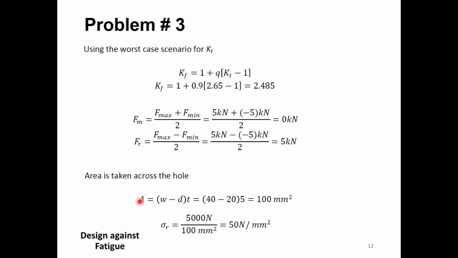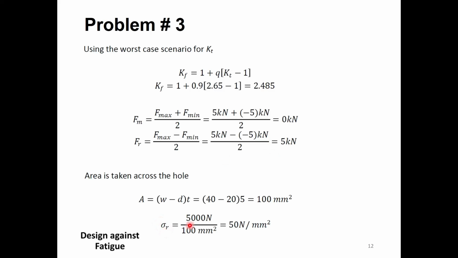Because we've considered the stress concentration factor at the hole, we're going to use the cross-sectional area around the hole, which is again W, the width of the blade at this point, minus the diameter of the hole, multiplied by the thickness of the blade, which is given as 5. The width is 40 and the diameter of the hole is 20, so we have the cross-sectional area here. The mean force is 0, so the mean stress is 0 as well, but the reversed force is 5 kilonewton, so we can calculate the reversed stress.